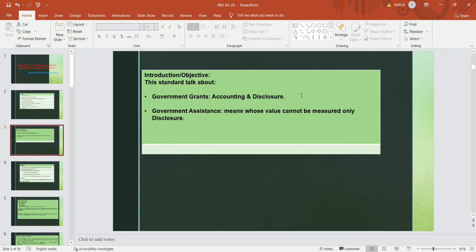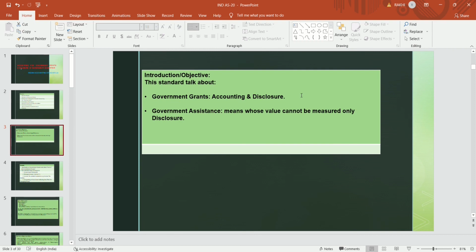The guidance related to the disclosures of government assistance: why is there only disclosure related to government assistance? Because it is a non-monetary kind of support given by the government to the company. There is no exchange of monetary terms between the company and the government. So only the disclosure requirement is there related to government assistance.